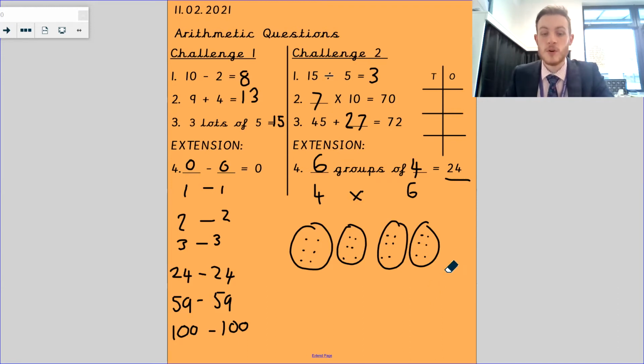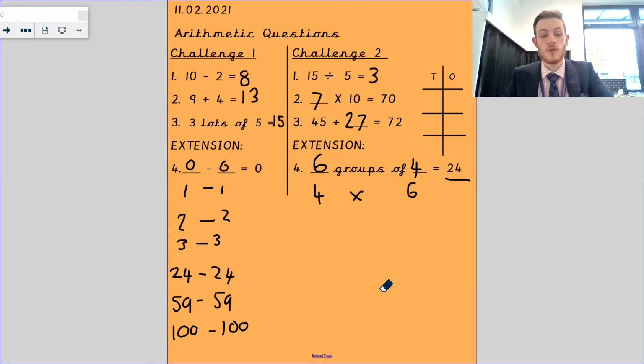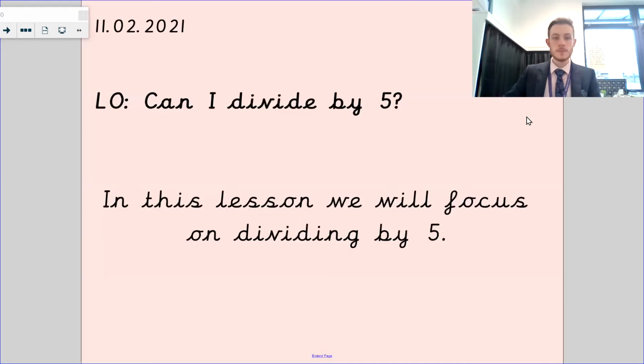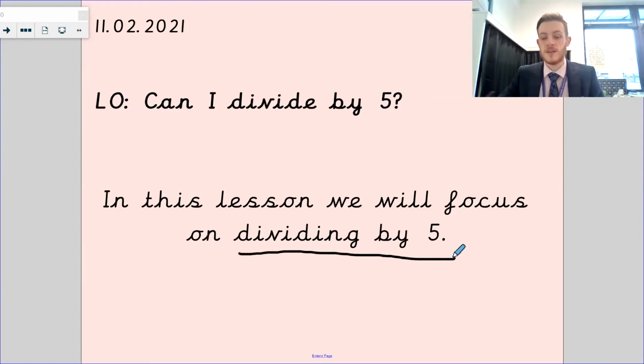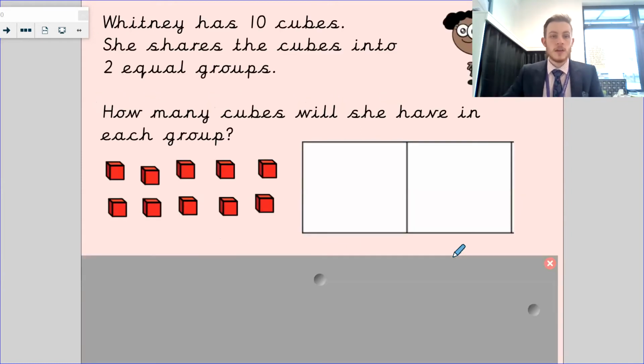Now, there might be some other examples that you could do, and you'll need to get an adult at home for them to check over to make sure you've got the right answer. Let's move on with the lesson. So can I divide by 5? We're working our 5s there. We're going to be focused on dividing by 5. So let's have a look.